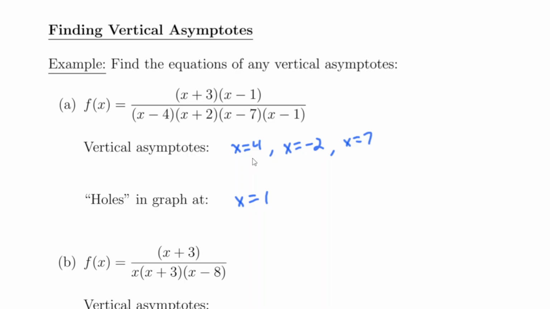Now, let me just say, really, for vertical asymptotes, you should put more than just 4 or negative 2 or 7. You should put x equals, because a vertical asymptote is really a vertical line. And the equation of a vertical line is always x equals something, just like a horizontal line is always y equals something. So write it as x equals 4, x equals minus 2, and x equals 7. Those are the vertical asymptotes.